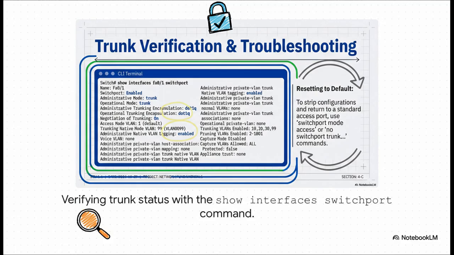And of course, always verify your work. The command show interfaces switchport is your best friend. It gives you a super detailed report, and you can see right there, yep, it's in trunking mode, it's using the right dot1q standard, and you can see the native and allowed VLANs you set. This is your proof that your multi-lane highway is officially open for business.